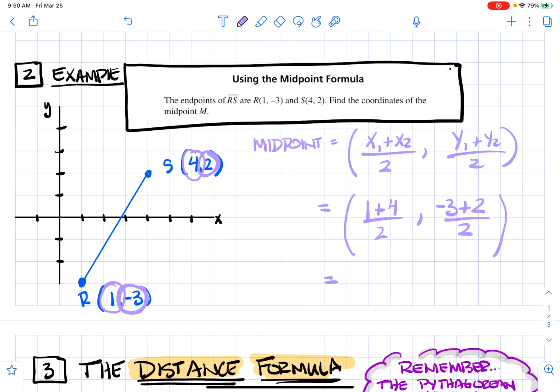So let's see here, 4 plus 1 is 5, 5 divided by 2 is 2.5. Negative 3 plus 2 is negative 1. Negative 1 divided by 2 is negative 0.5. So there is our midpoint. So I would go 1, 2.5, and then down a half, and that seems to be exactly where the midpoint should be, right about there.